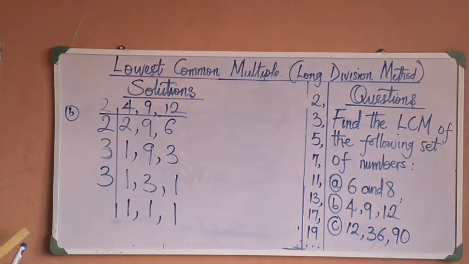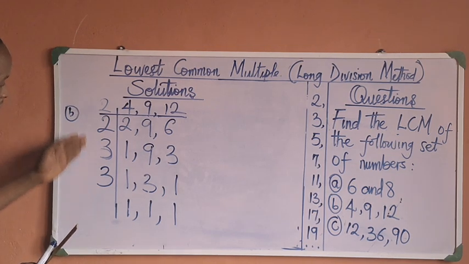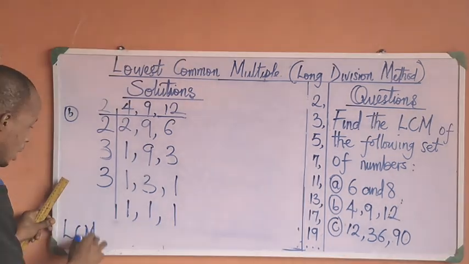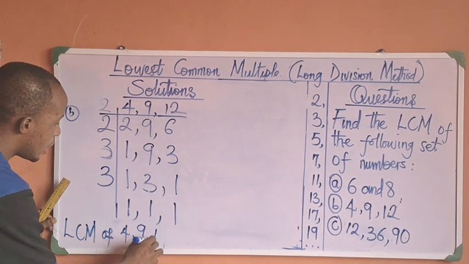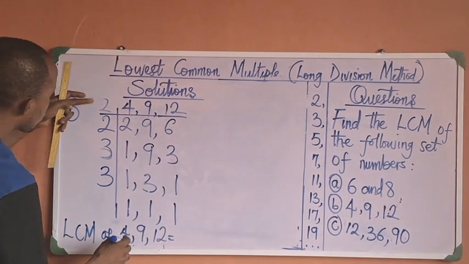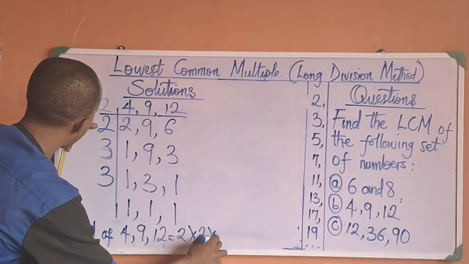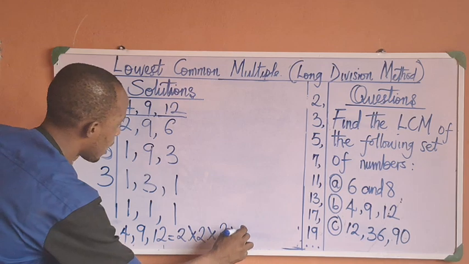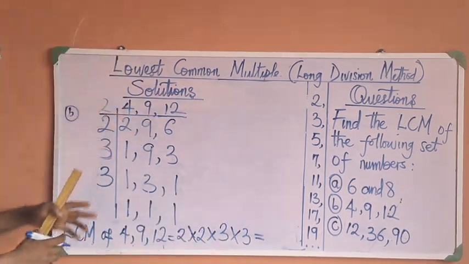So what are we expected to do? We are going to multiply our prime factors together. So LCM of 4, 9, and 12 equals 2 multiplied by 2 multiplied by 3 multiplied by 3. And the answer is the LCM of 4, 9, and 12.